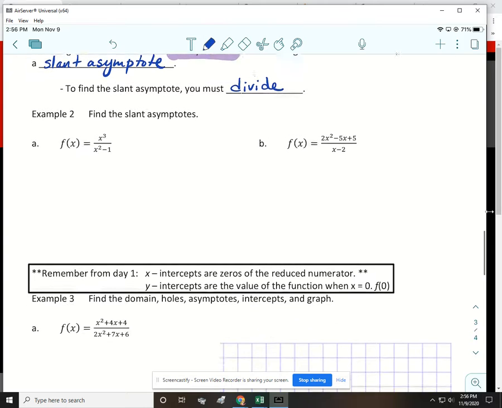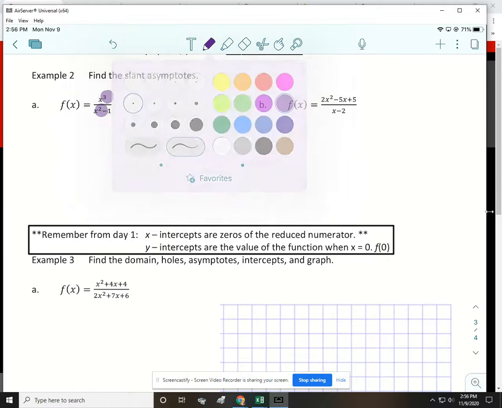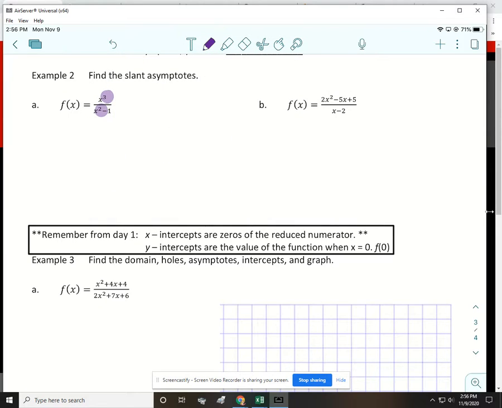All right, so in example 2, we're going to find the slant asymptote. First, let's just double check that there is one. We look at the degree of the numerator and the degree of the denominator. The degree of the numerator is 3 and the denominator is 2. 3 is exactly one more than 2, so there is a slant asymptote. So what we'll do is take the numerator and divide it by the denominator. Now, we cannot do synthetic division on this one because our denominator has an x squared, not just an x.